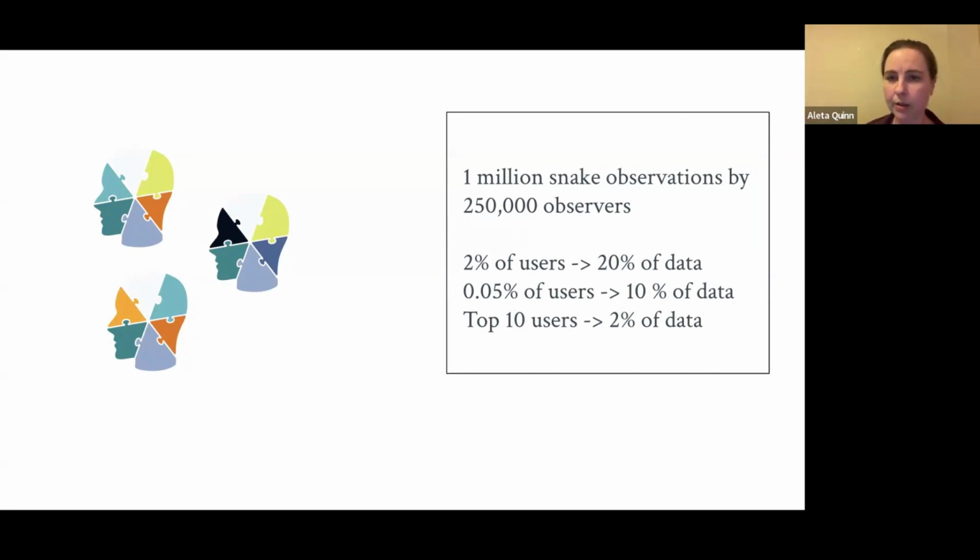So it's really imbalanced. You have a huge number of people contributing just a few or one observation, and then you have a very small number of people contributing huge amounts of observations. So I looked, who are these people? And there's Brian, and there's Jonathan, and there's Matt, and it's like, oh hey, I actually know these people. And I realized that they're a community, and they were a community before iNaturalist existed.